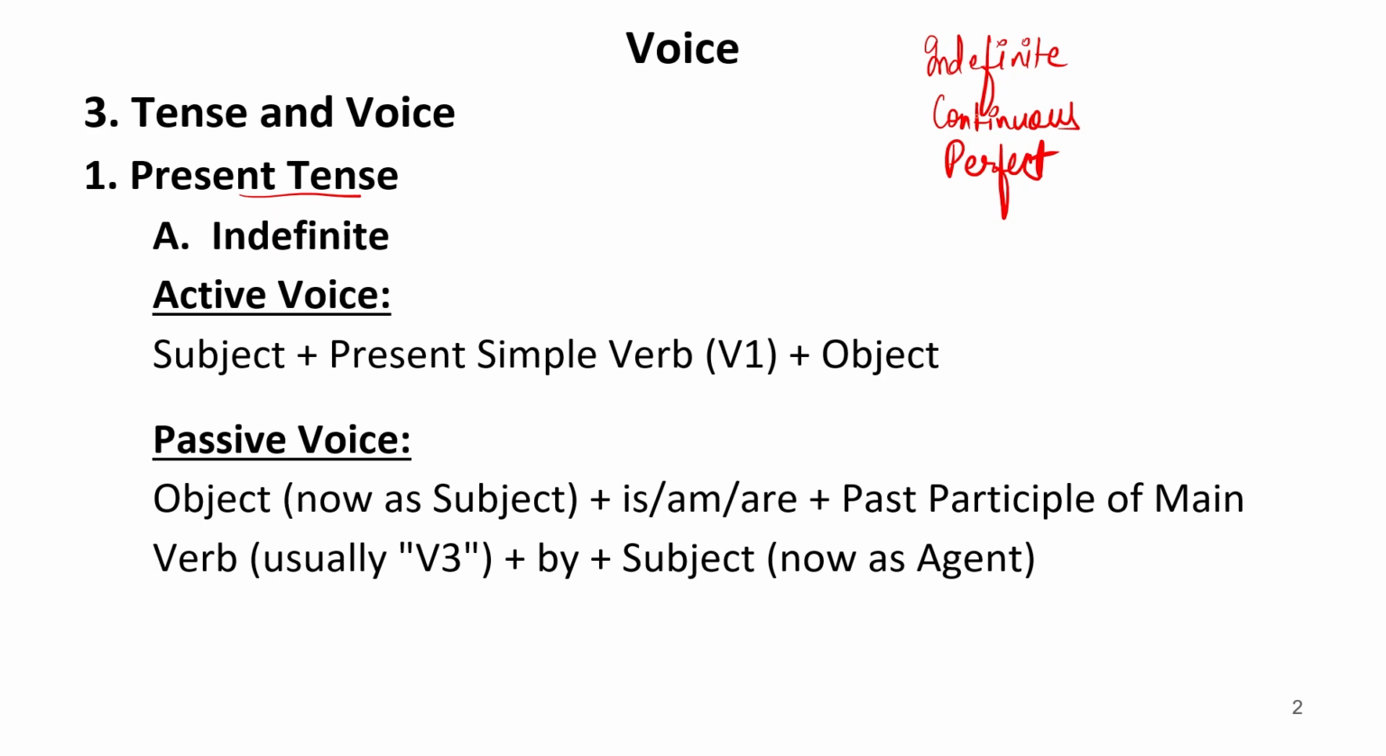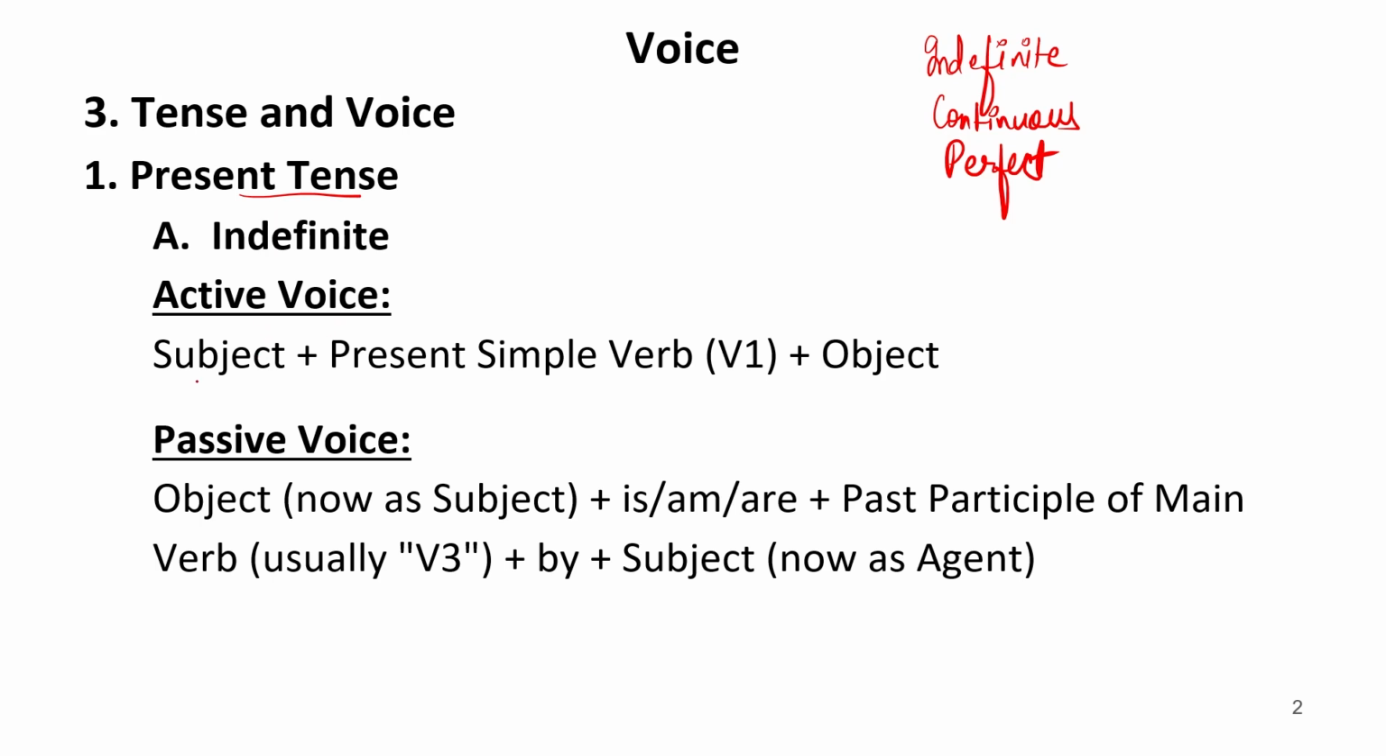But I have already told you earlier as well that we do not convert any perfect continuous tense into passive voice. Therefore, in present tense, we have three tenses that can be converted into passive voice. That is indefinite present tense or simple present tense, present continuous tense, and present perfect tense. So let's begin with present indefinite tense, or what we call present simple tense.